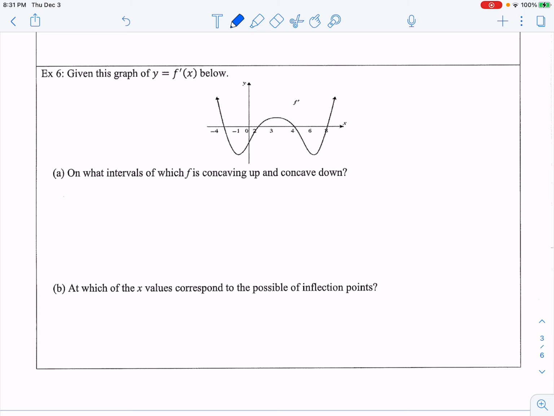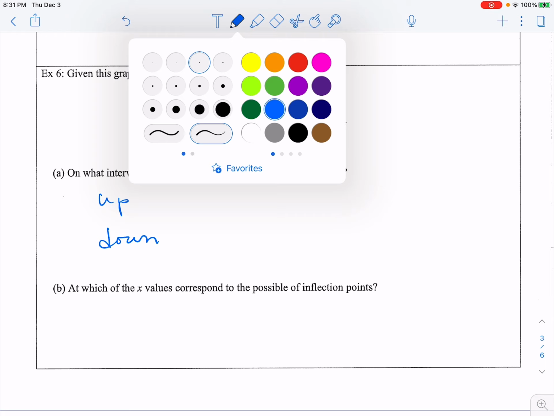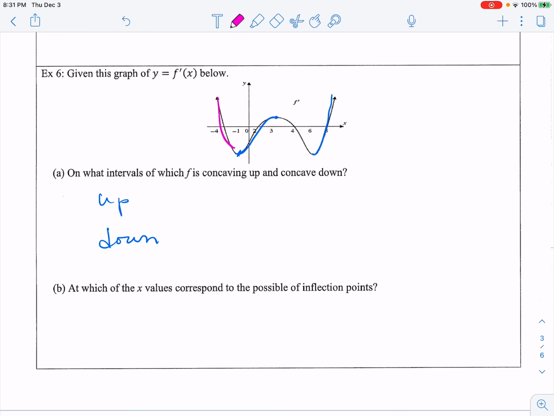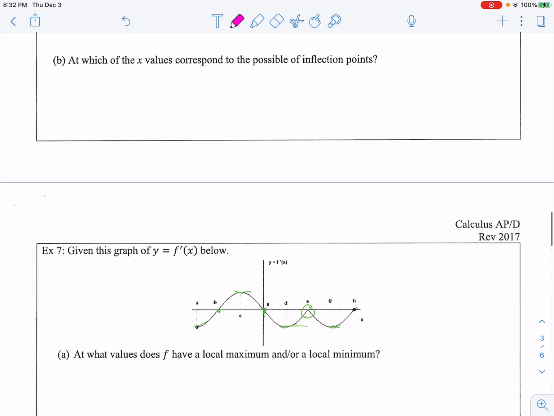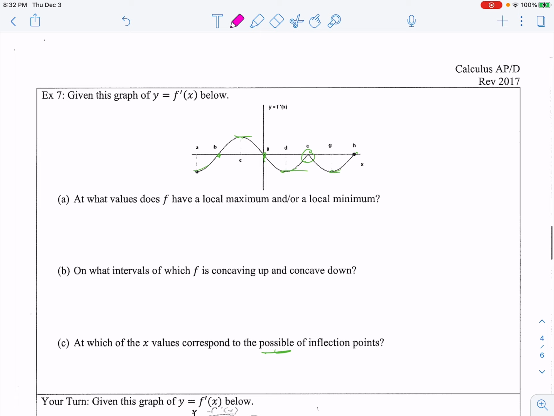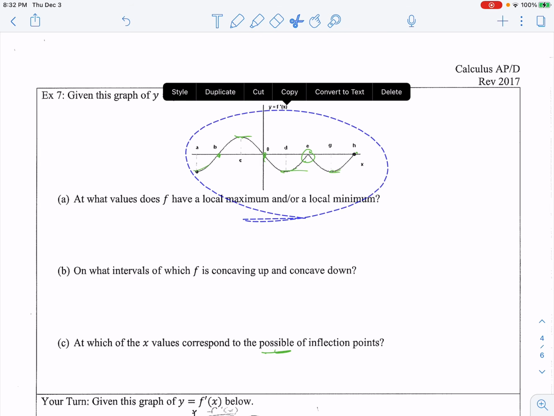Okay? Here we go again. Concave up, concave down. Up is increasing. Down is this one and this one. Okay? Points of inflection, these points here. I didn't write very specifically. Oh, this one, we got to clean the mess up first.